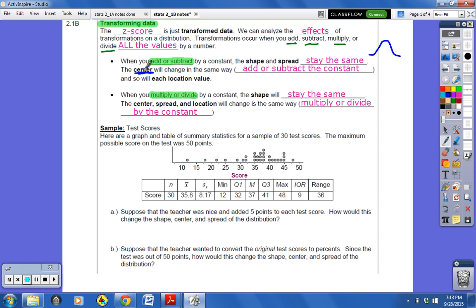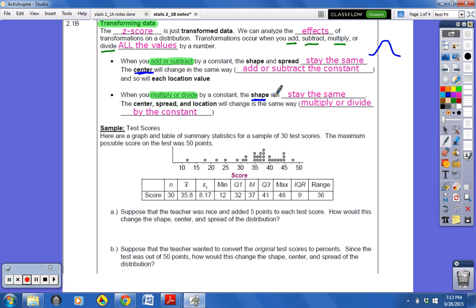Now, if we're going to multiply or divide by a constant, we start to get some stretch or compression of our distribution. Our shape will stay the same, but now my center, spread, and location will change by that same multiple or that same division. So we've got a sample problem, because it always makes sense when you see it in motion. We've got some test scores.